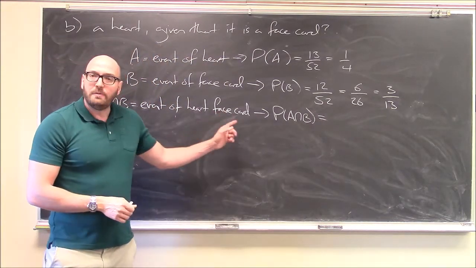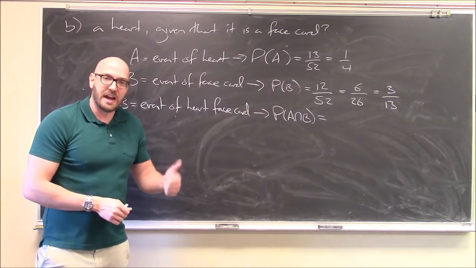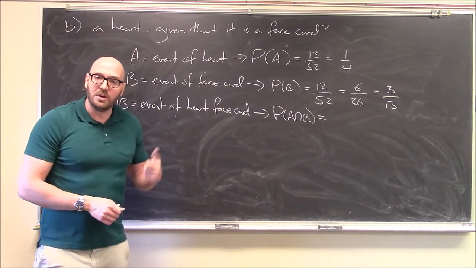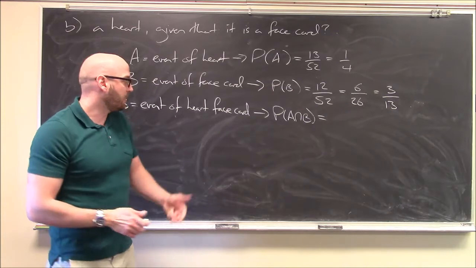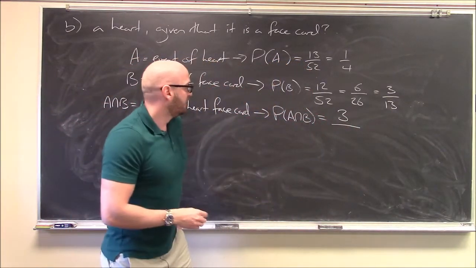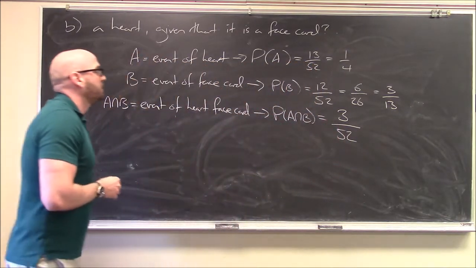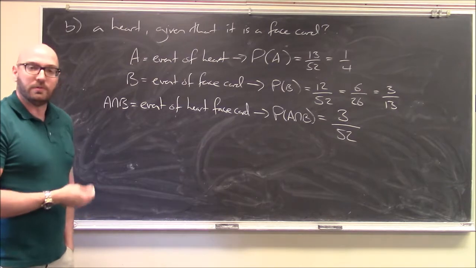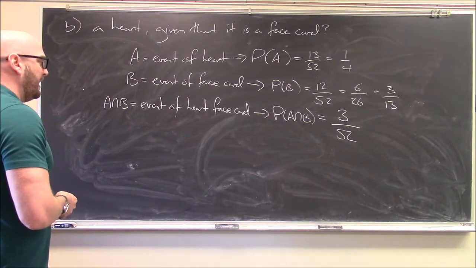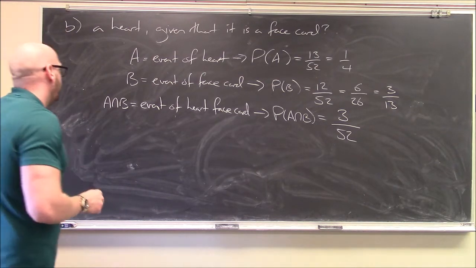Well, remember there's 12 face cards, right? And for each face, jacks, queens, and kings, there's exactly 1 heart of each, right? You've got 1 jack of hearts, 1 queen of hearts, 1 king of hearts. So there's 3 total heart face cards over the 52 cards in the deck. So the probability of A intersect B is 3 over 52. And 52 is not a multiple of 3, so that can't be simplified.